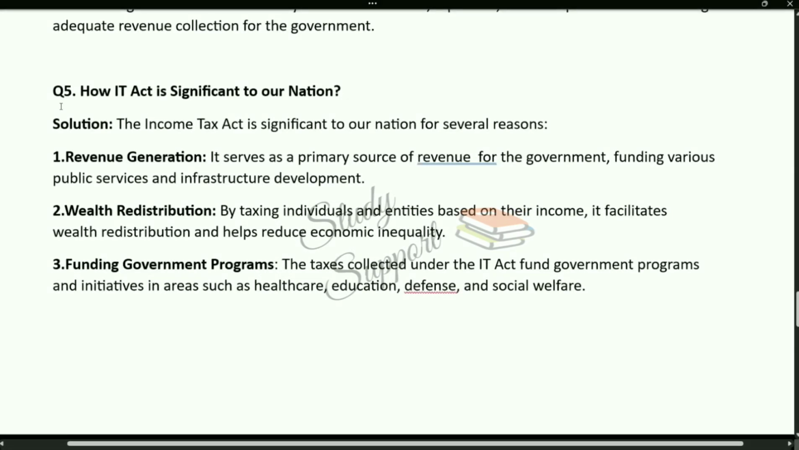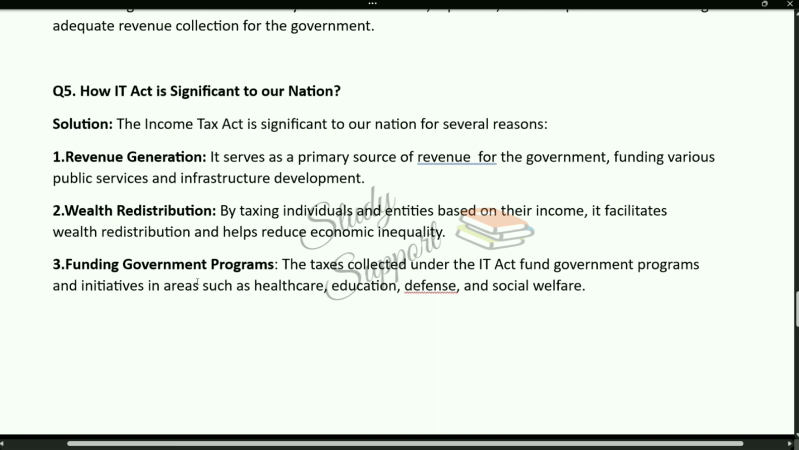Question 5. How IT Act is significant to our nation? Solution. The Income Tax Act is significant to our nation for several reasons. 1. Revenue generation. It serves as a primary source of revenue for the government, funding various public services and infrastructure development. 2. Wealth redistribution. By taxing individuals and entities based on their income, it facilitates wealth redistribution and helps reduce economic inequality.